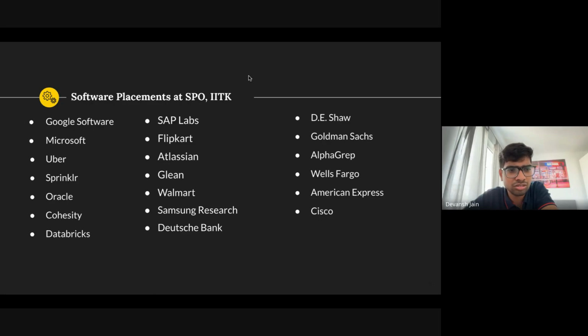Mostly software companies are like Databricks, Stripe. Stripe is a new company, you can also focus on Stripe, and Google, Microsoft are there. And other than that, Walmart, Deutsche Bank. Deutsche Bank hired a lot of people last year, and Goldman Sachs. You can focus on these. Next slide.